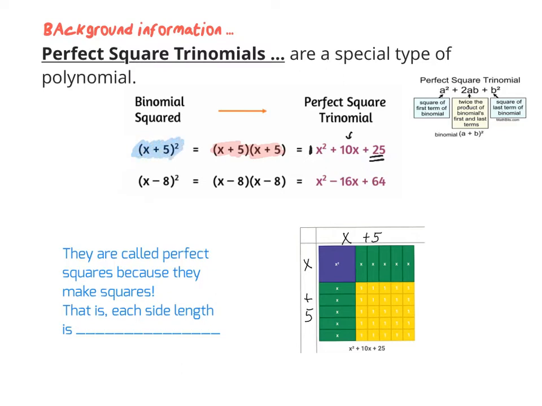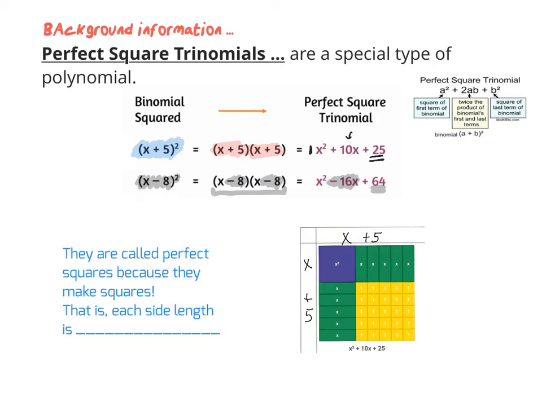So if we have the same factor written twice, we can convert that to writing it like this. We have another example down here. What numbers multiply to positive 64 and add to negative 16? Well, that's negative 8 and negative 8. So since we have the same factor twice, we can write that factor to the power of 2.